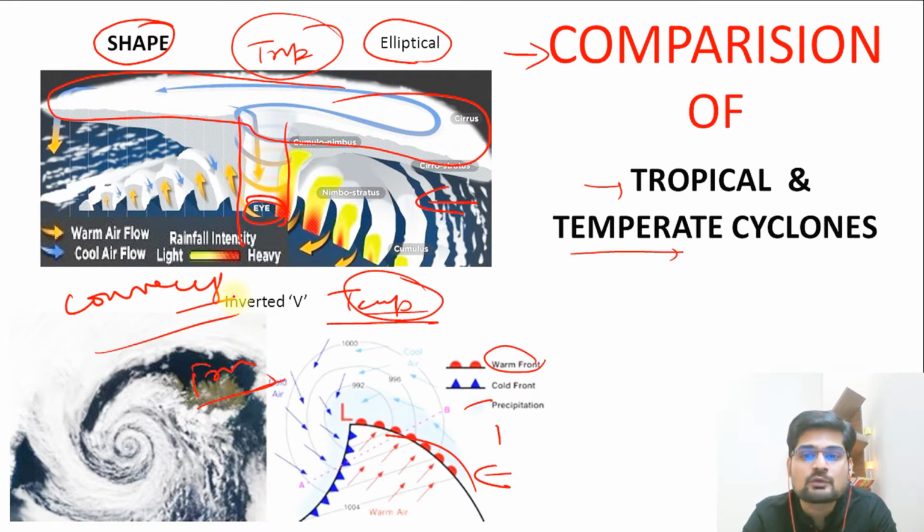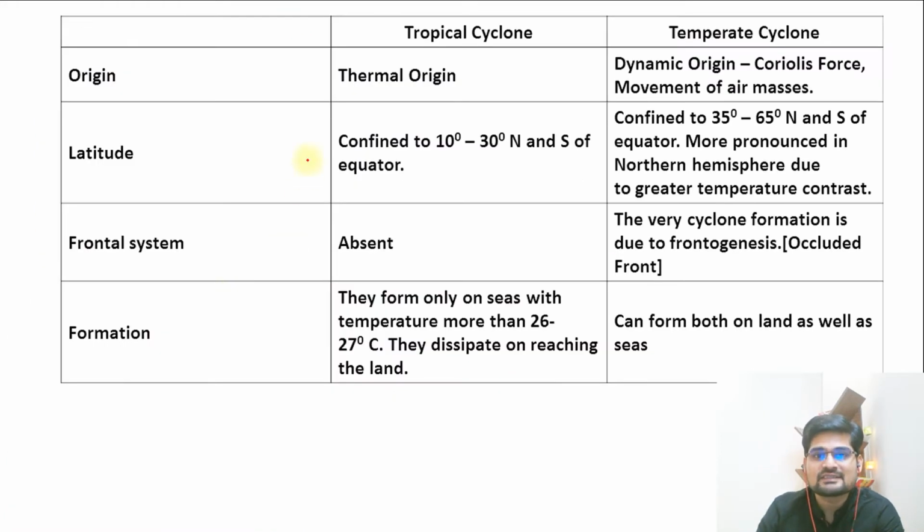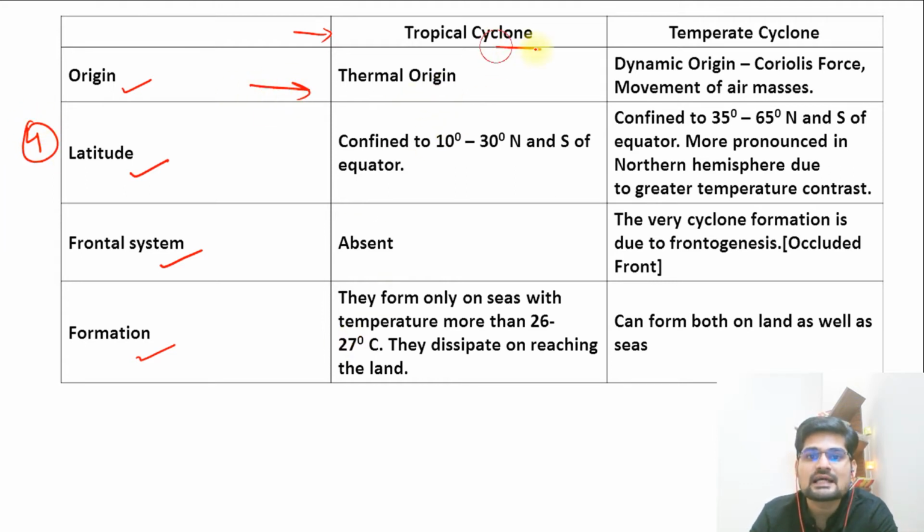Now let's elaborate further on the comparison of tropical and temperate cyclones. So you see the first table here. What you see? The origin, the latitude, the frontal system and formation. These are the first four factors. In terms of origin, tropical cyclones have a thermal origin, that is the temperature difference, the heating difference. In the tropics, the hot air rises up and then cold air subsides down and there is a convection going on, and that is because of this thermal origin.